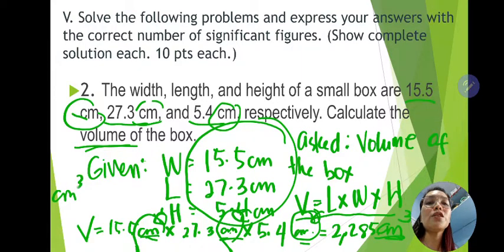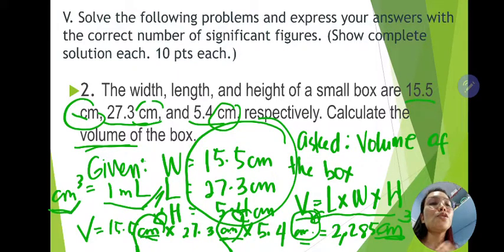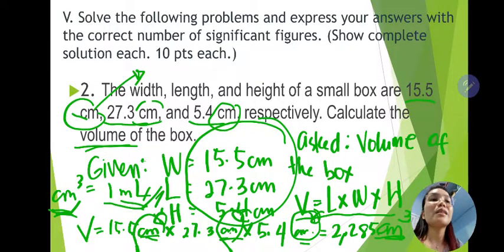So, that is the unit for volume, centimeter cubed. Centimeter cubed is also equal to 1 ml. So, this is also volume. This is also a unit for volume. Okay, yung centimeter, that is a unit of measurement for length. Pero pag volume na yung hinahanap, centimeter cubed ang unit of measurement natin, or ml, liters, like that.